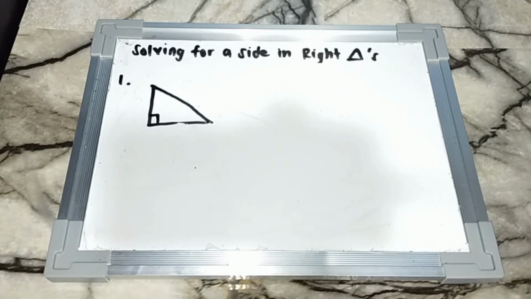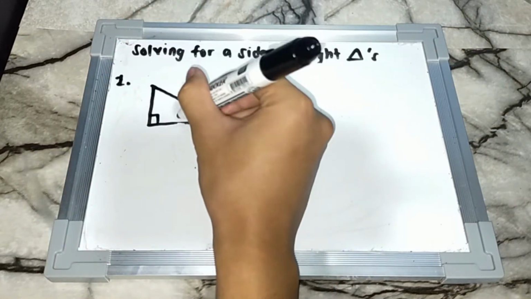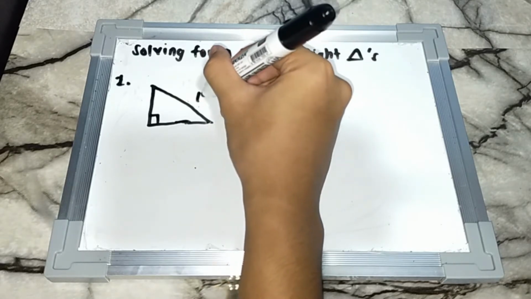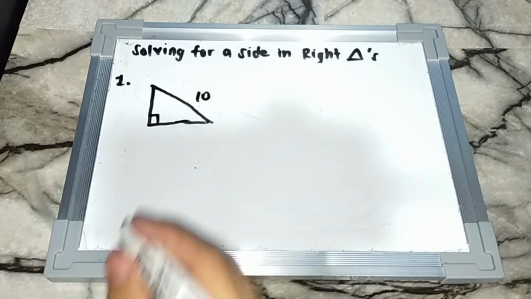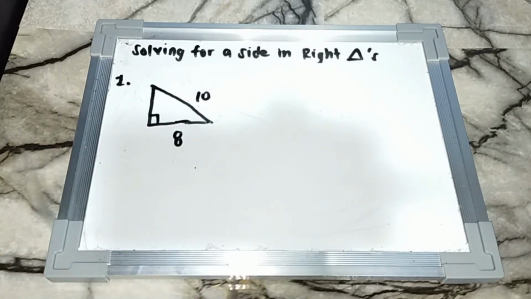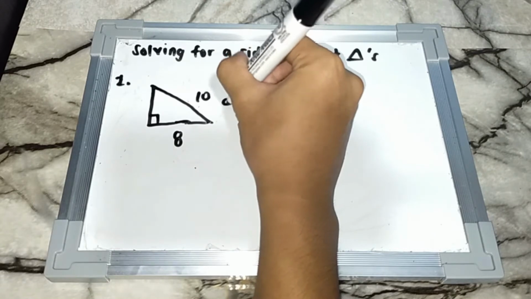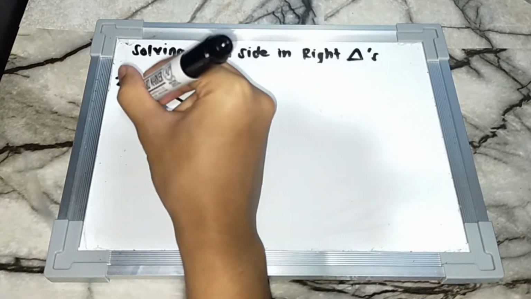Another example of solving a side using the Pythagorean theorem is this. Second, suppose we have the hypotenuse as 10, then one leg with value of 8. Knowing that the Pythagorean theorem says the square of the hypotenuse is equal to the sum of the squares of the two sides, we're going to use that. Represent 10, the hypotenuse, as C, one side as A and one side as B.